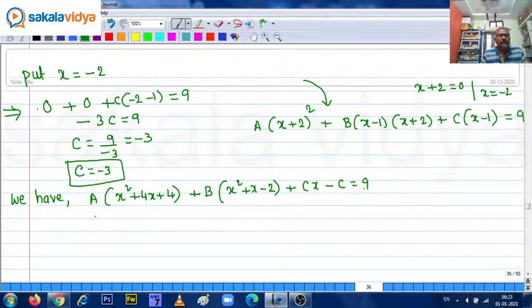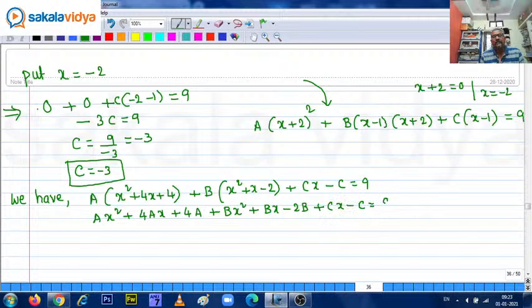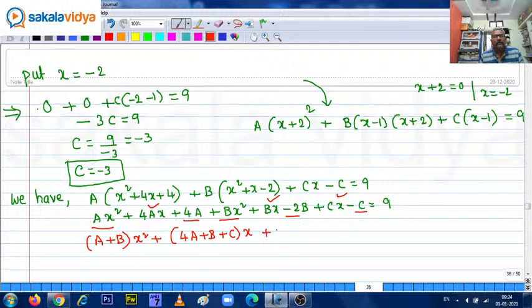Right. So next, open the bracket: ax square plus 4ax plus 4a plus bx square plus bx minus 2b plus cx minus c equals 9. Left hand side we need to simplify. See, ax square and bx square. Take x square common. We get a plus b times x square. Next, see, 4ax, bx, cx. Take x common. We get 4a plus b plus c times x. Next, constant terms: 4a minus 2b minus c equals 9.